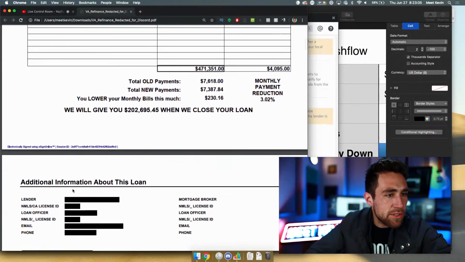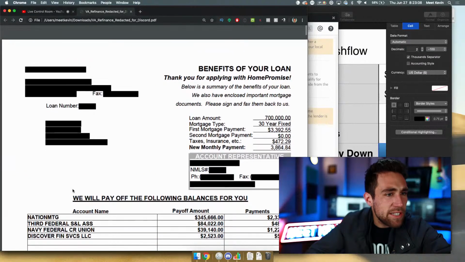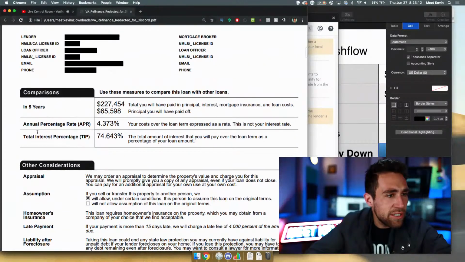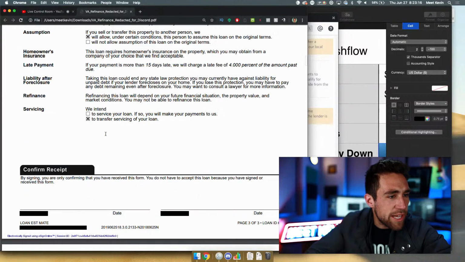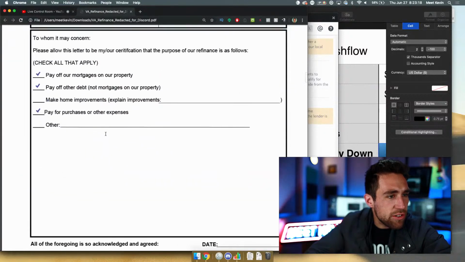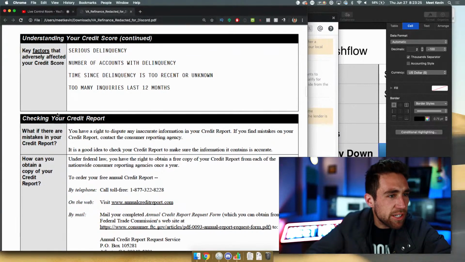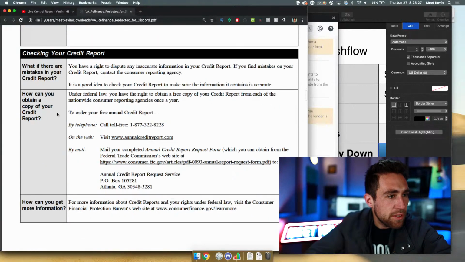New payments, old payments. Wait a minute. This is interesting. What is this? Is this like a debt consolidation loan? Wow, this is going to be, hold on. APR, total interest paid. This is interesting. Pay off our mortgages on our property, pay off other debt, pay off other purchases. Seriously, okay, this is your actual credit report.